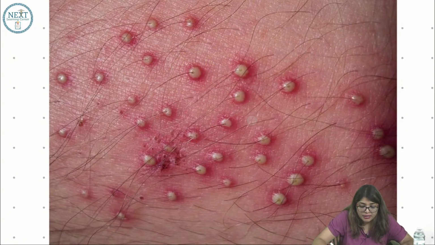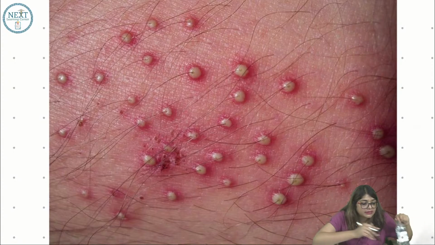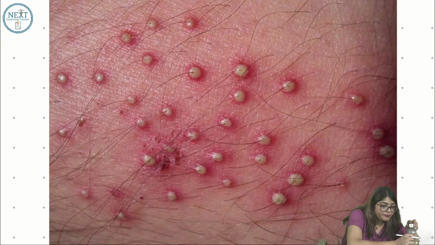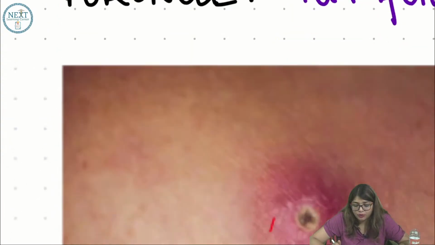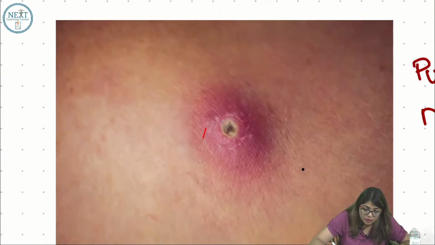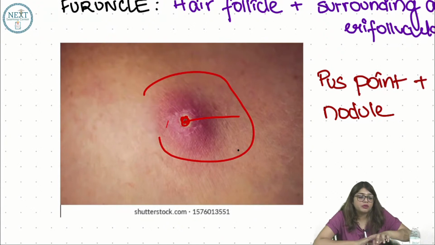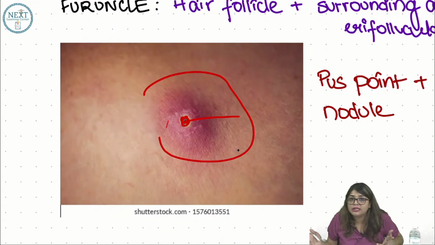What about infection of one hair follicle plus erythema around it? What is that known as? Yes, very good. That is a furuncle. So infection of one hair follicle plus erythema around it. It is tender, it is painful, right? This is a furuncle. What if there are multiple hair follicles now?